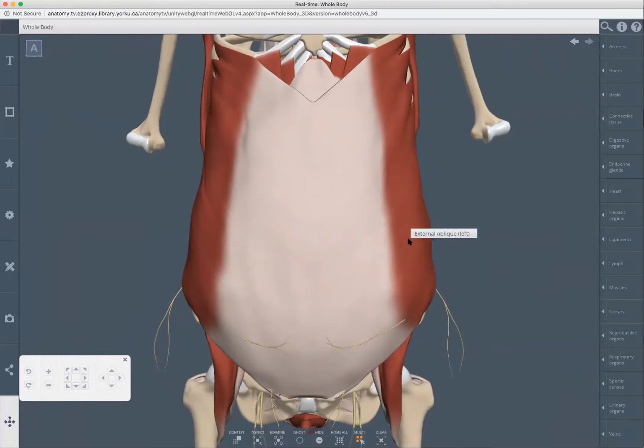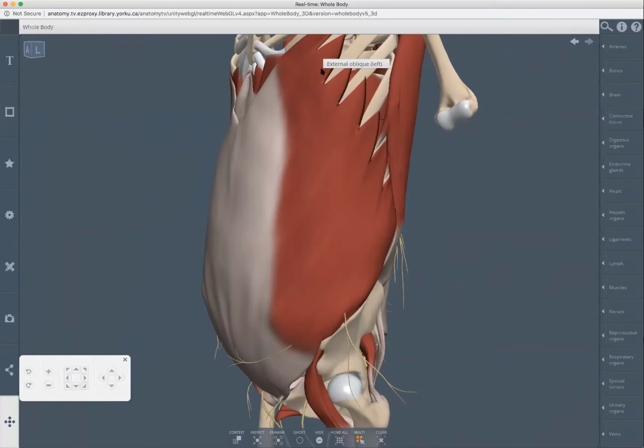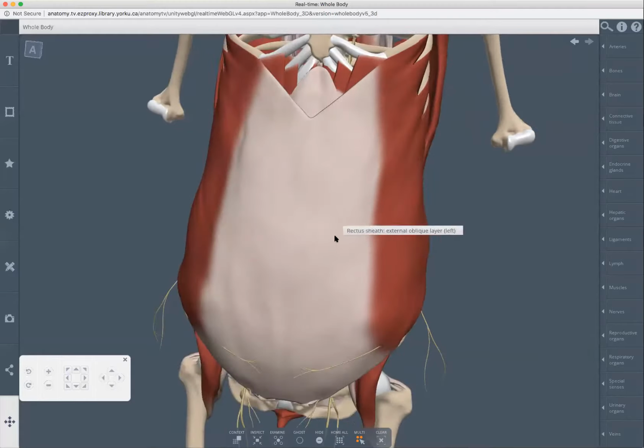Most externally, once you remove the skin and fat, you are looking at the external obliques. If we turn around a little bit, you can see that our external obliques are what I call front pocket muscles. If your hands follow the path of the fibers, you'd be putting your hands in your front pockets. You can see them attaching to the ribs here, and then to a very large, broad aponeurosis on the front.